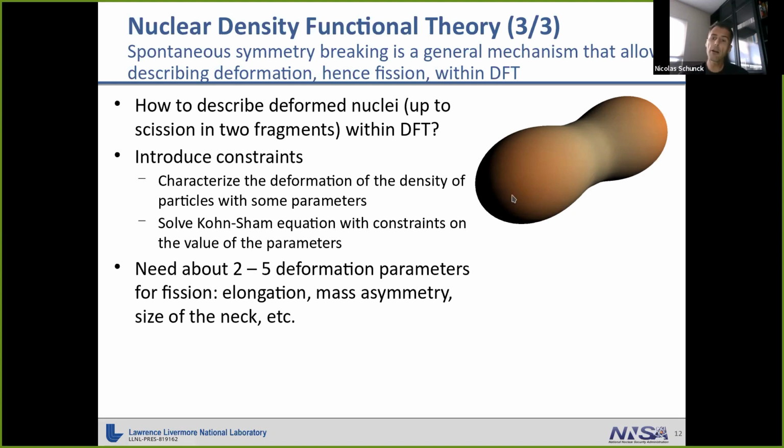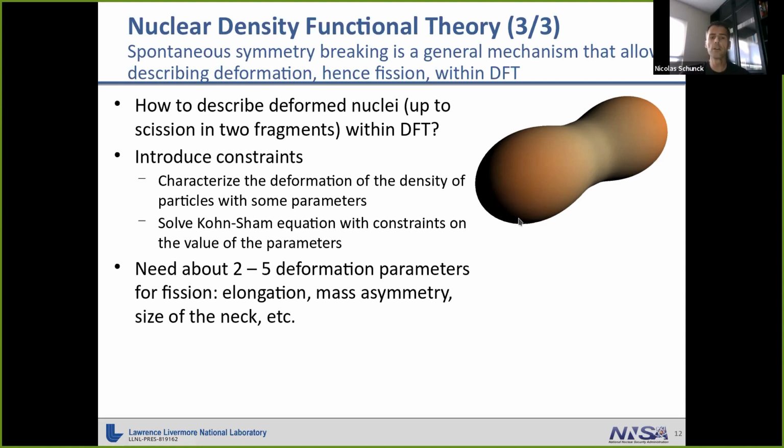So now you can try to characterize that shape by some parameters corresponding, for example, to its elongation, to its left-right asymmetry, and in this particular example, there is none, to the size of this neck here between the two objects. And so you could add constraints on the value of those parameters. So you add constraints, in fact, on the density, but indirectly via some of the shape parameters.